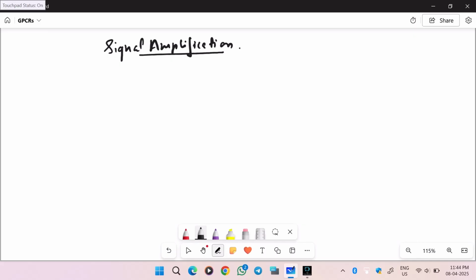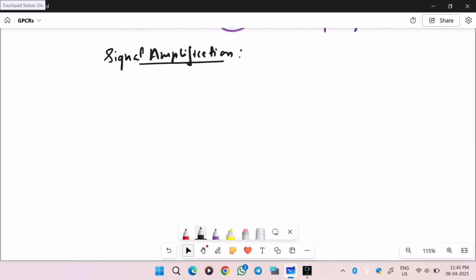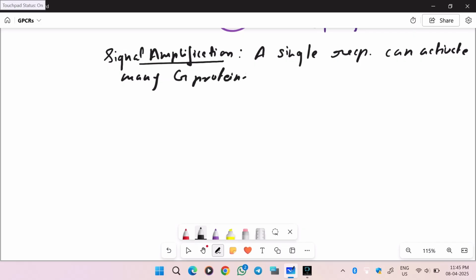So it simply means that a single receptor, that is the receptor that we saw here, may have many G proteins in and around it, right? So a single receptor can actually activate many G proteins which are around here, and this activation of many G proteins by a single receptor is called signal amplification. Hope you understood. That is, a single receptor can activate many G proteins. So this is called signal amplification.